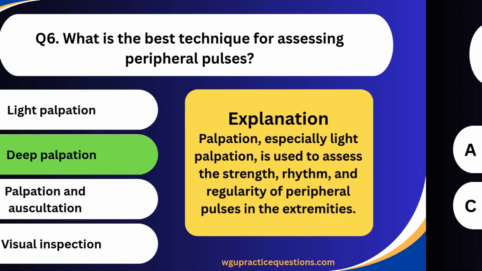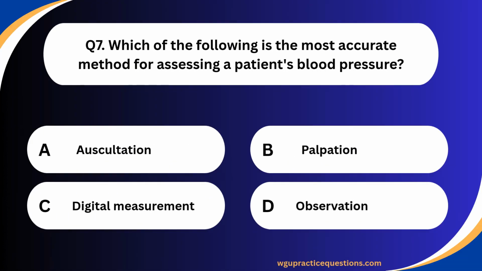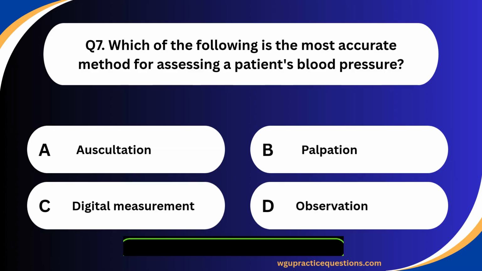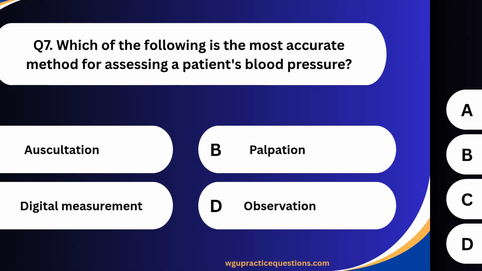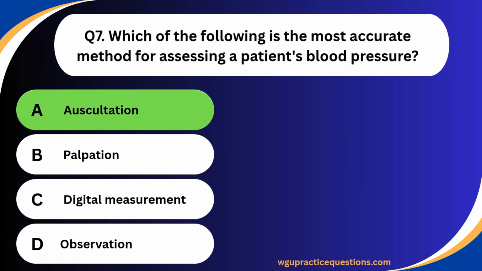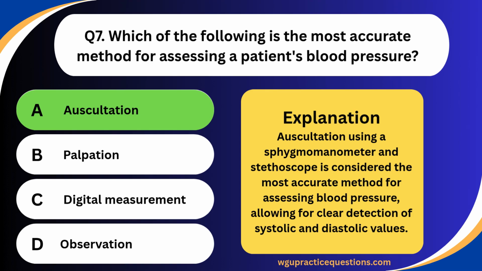Question 7. Which of the following is the most accurate method for assessing a patient's blood pressure? A. Auscultation. B. Palpation. C. Digital measurement. D. Observation. Which one is the correct answer? The correct answer is A. Auscultation. Explanation. Auscultation using a sphygmomanometer and stethoscope is considered the most accurate method for assessing blood pressure, allowing for clear detection of systolic and diastolic values.